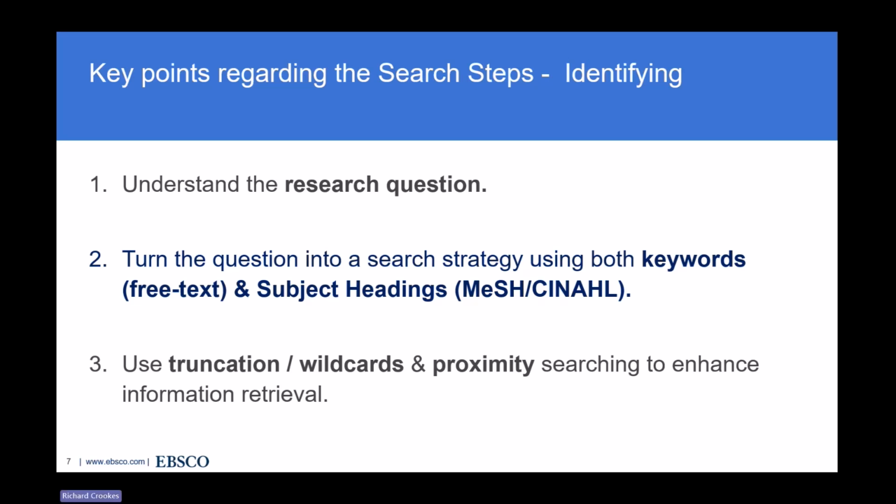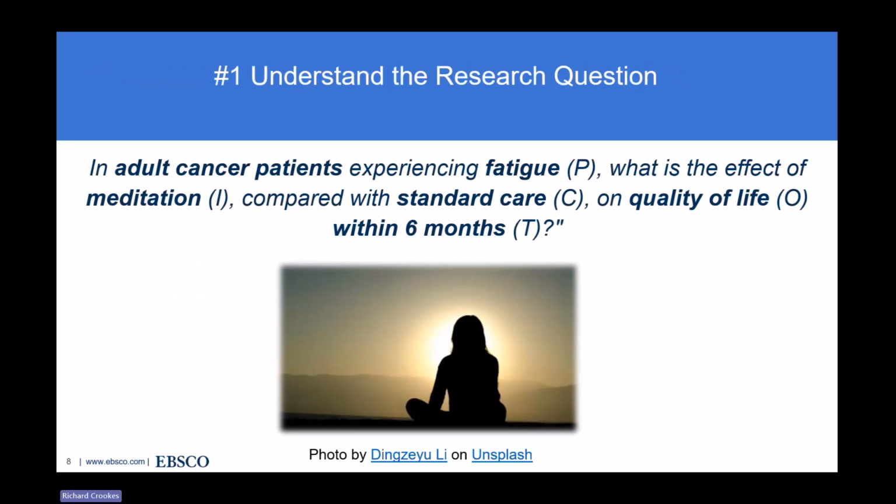We can also factor in the use of truncation, wildcards, and also precision or proximity search operators to enhance the information retrieval. So again, we have ways to expand the search itself, especially in relation to keyword searching, to ensure that we find what's out there according to the criteria that's been agreed upon in support of this review. So those 3 steps are going to be crucial as we look at this particular research question.